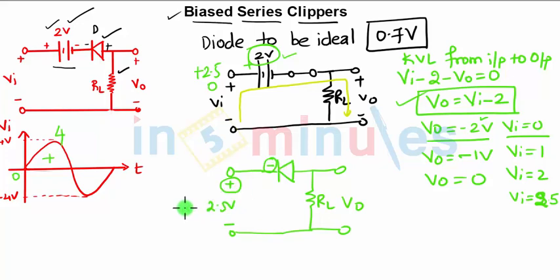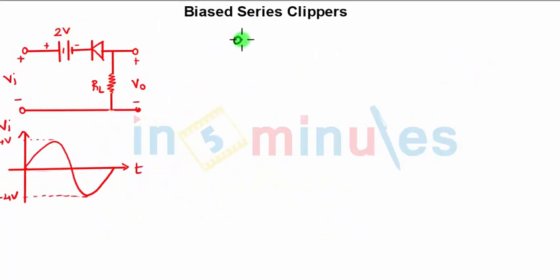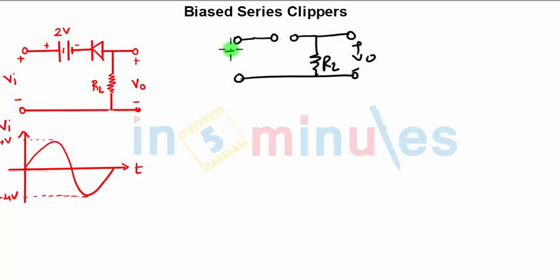Now this 2.5 volts voltage source will reverse bias the diode, and the circuit now will look like you have the supply voltage. Now this will be redundant because of the 2.5. Then you have the diode which is open circuited, you have load resistance RL, and output voltage VO. You have plus minus VI.